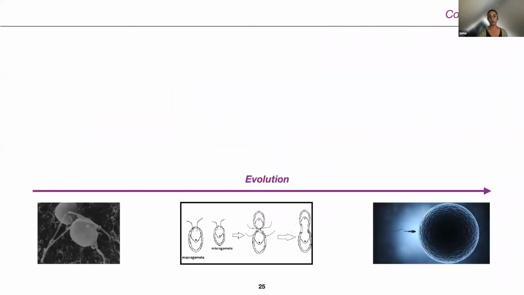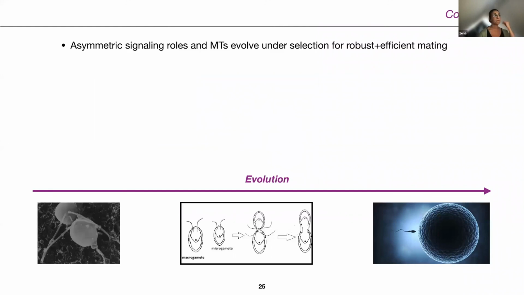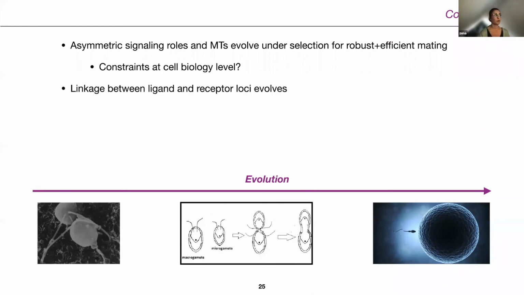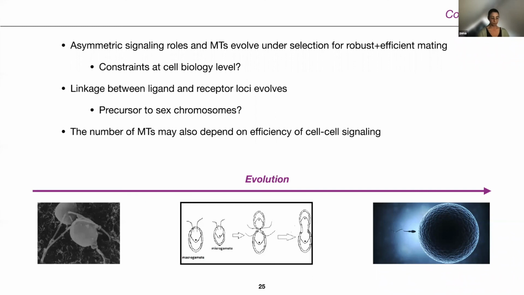So with this, I want to summarize what I told you today. I told you that asymmetric signaling roles and mating types can evolve under selection for robust and efficient mating. And looking into the constraints at the cell biological level can be key to help us understand where these selection pressures are coming from. In the system, linkage between the ligand and receptor loci evolves, and this could perhaps help us understand how sex chromosomes themselves have evolved, or the road to the evolution of sex chromosomes.